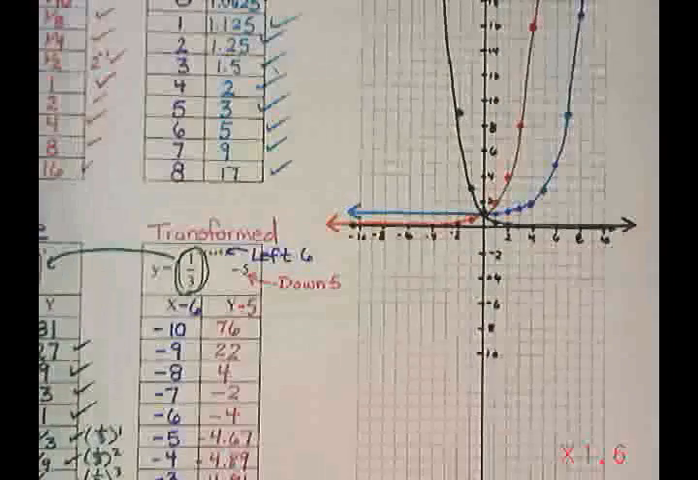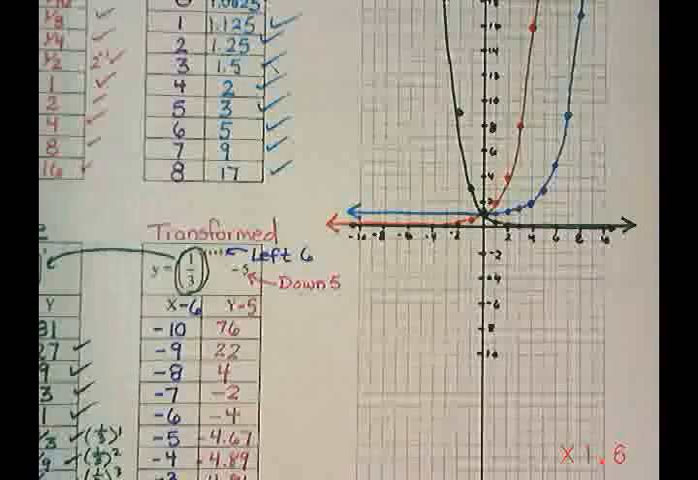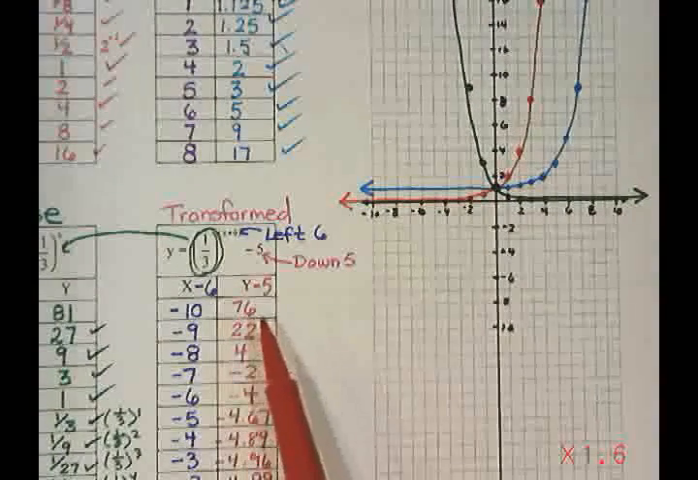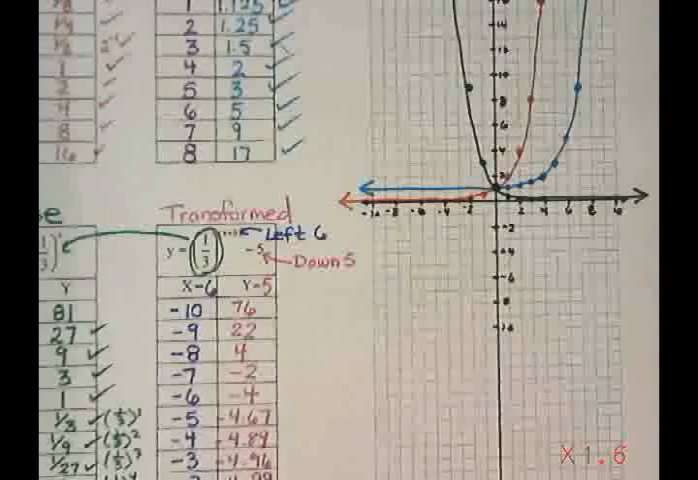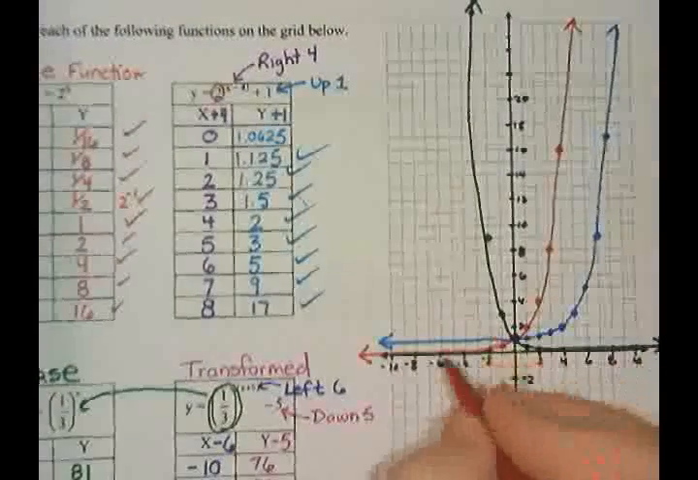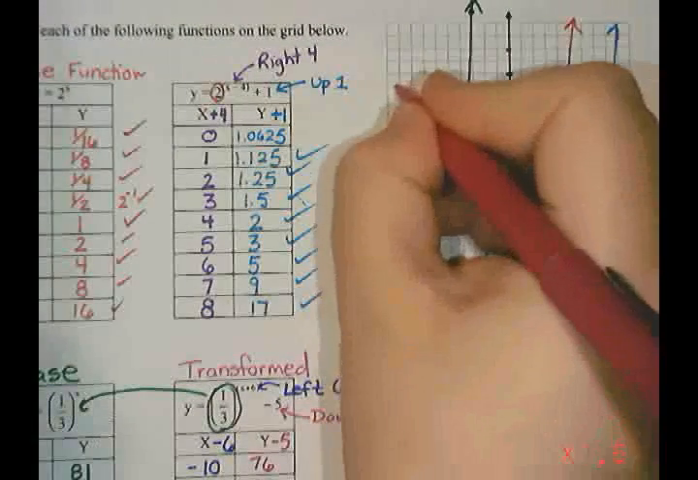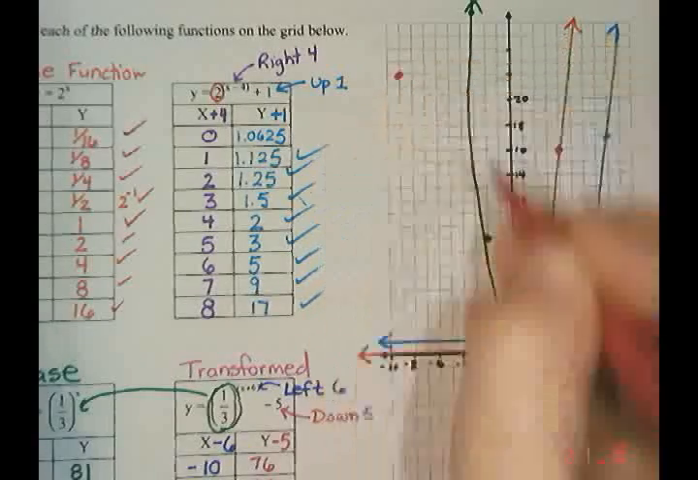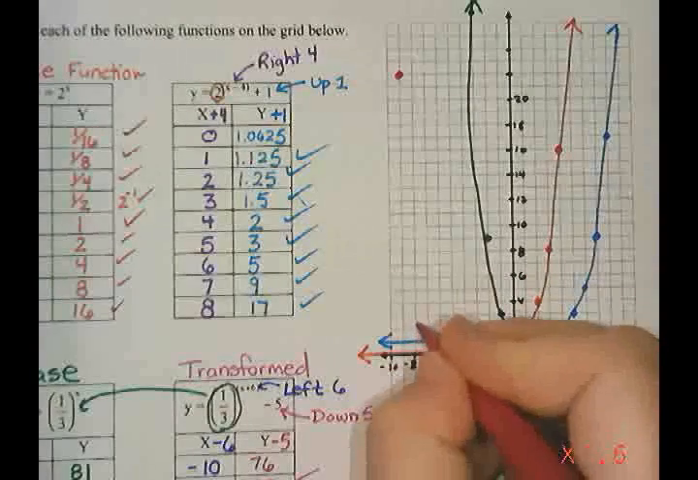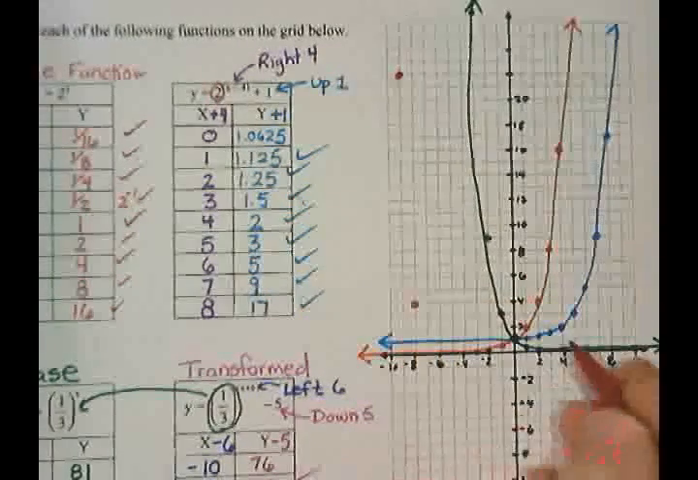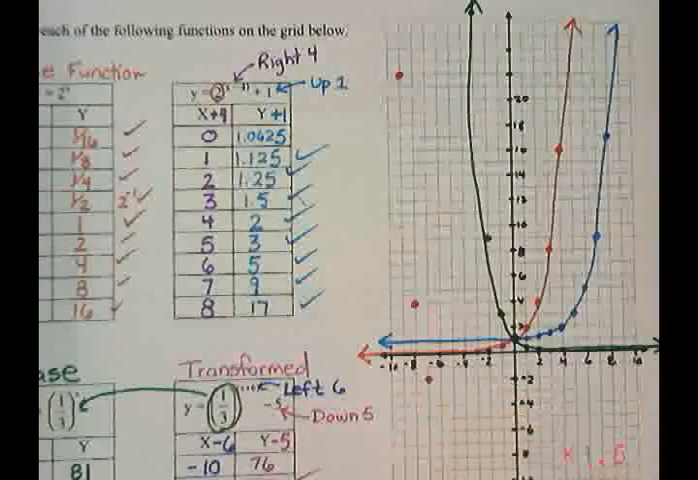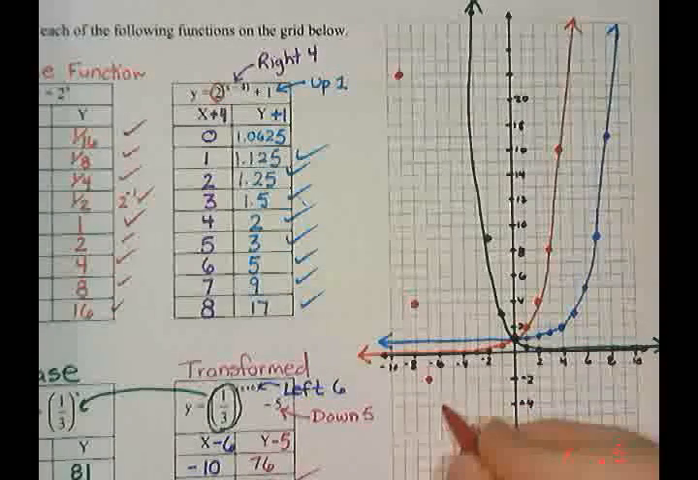Okay, so let's do the second one. I've got negative 10 and 76. 76 does not fit on my graph. Negative 9 and 22 will, though. So negative 9 and 22. Here's 20, 22. And then I've got negative 8 and 4. It's a big drop. Negative 7 and negative 2. Negative 6 and negative 4.